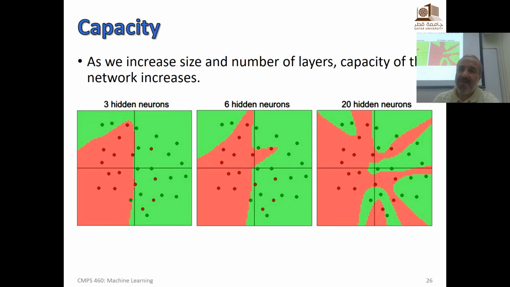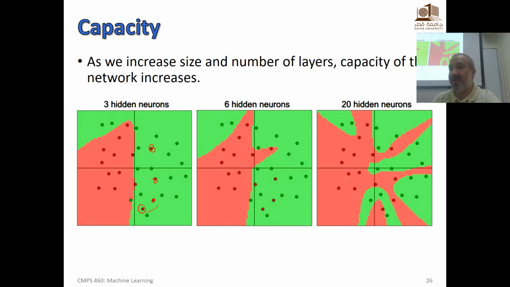Is that a very good classifier? Probably not. It misses some examples here, right? So with increasing the number of hidden units, we are increasing the capacity of the network. We are increasing the number of functions that the network can learn. So with that, the network maybe learned more, and it has a more complex decision boundary now. If we increase it to 20, we have something like this.